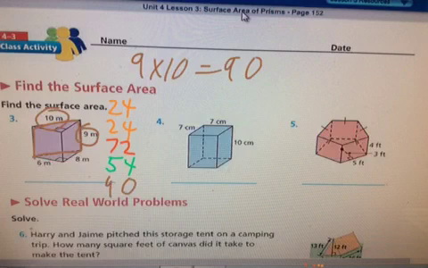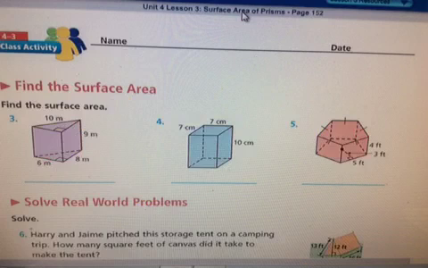Now, do I have all 5 of my sides? I have 1, 2, 3, 4, 5 sides. I have 2 that are the same, the top and the bottom, and all 3 of my sides are different. So now I add them together.